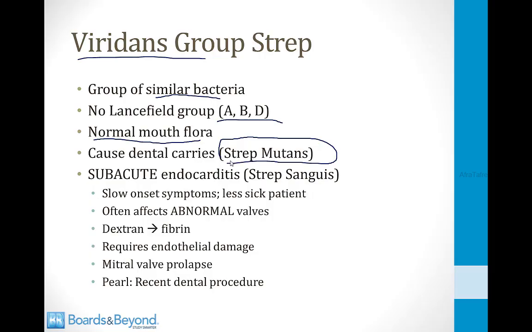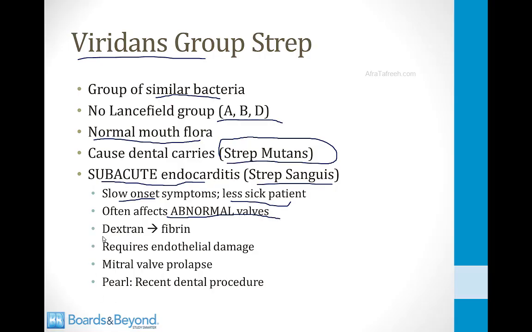There's also another member of this group called Strep sanguis, which is a classic cause of subacute endocarditis. So subacute endocarditis is a bacterial infection of the valves of the heart that has a slow onset, and generally patients are less sick. This is in contrast to patients who have Staph aureus endocarditis, who are often much sicker and get sick very quickly. Strep viridans is not that virulent, so it needs an abnormal valve to cause infection. In other words, if you have a normal healthy valve, this bacteria usually cannot cause endocarditis.